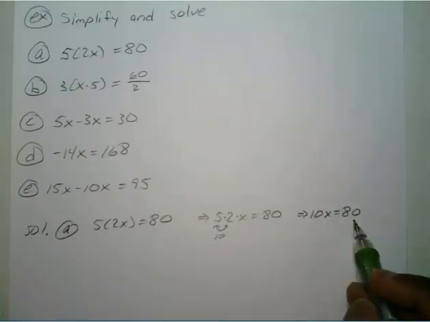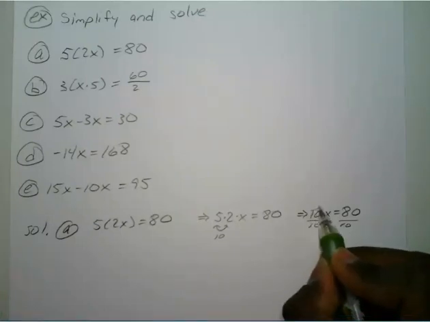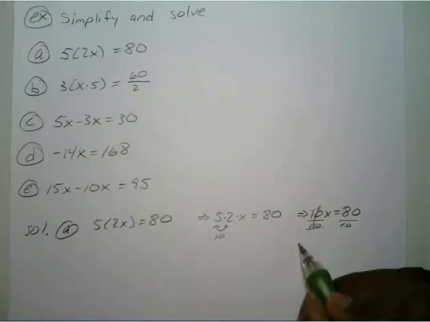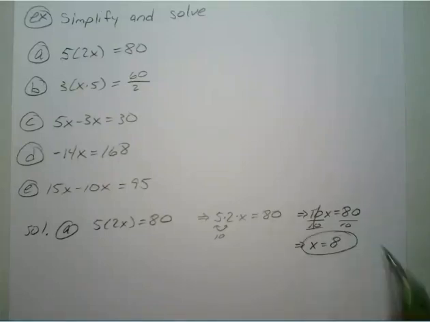Okay. So if we divide both sides by 10, anything divided by itself is just 1. So that gives us x is equal to 80 divided by 10, which is 8.